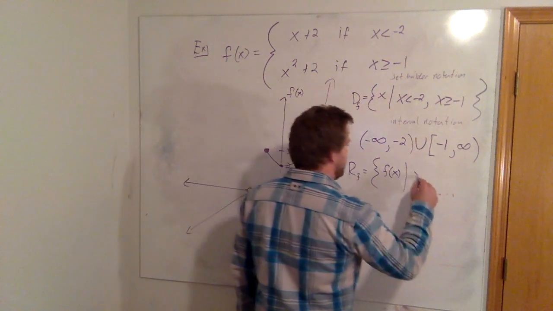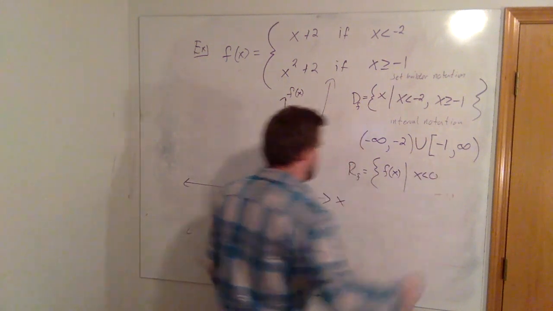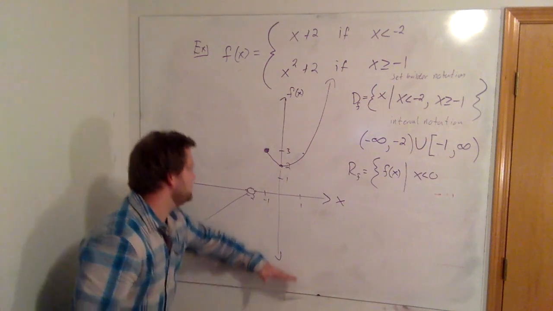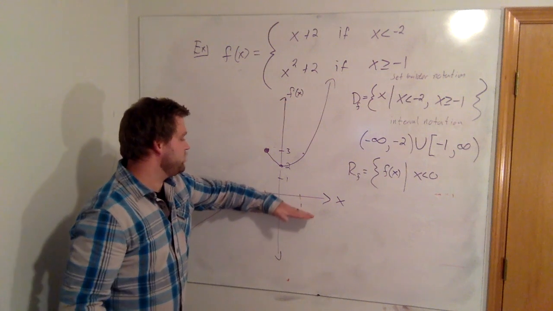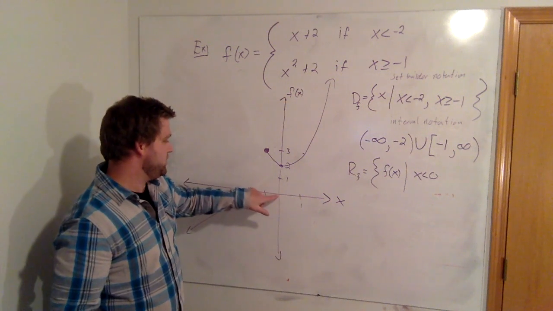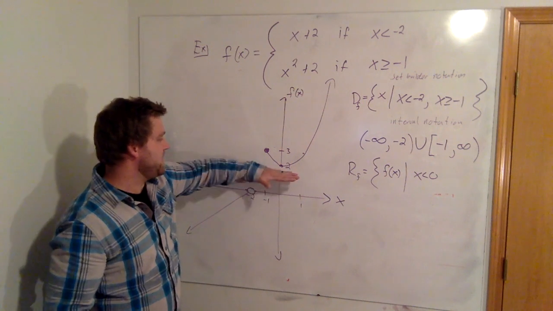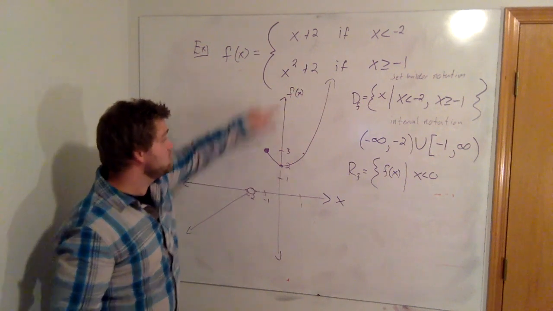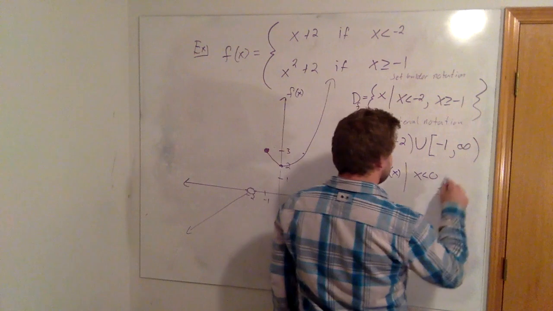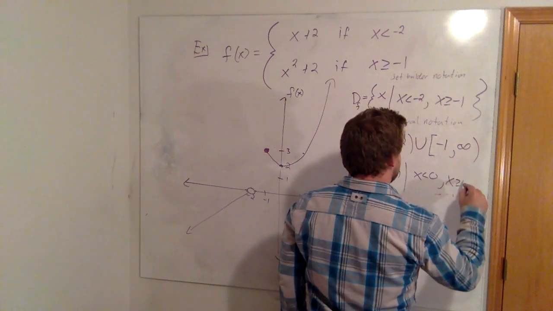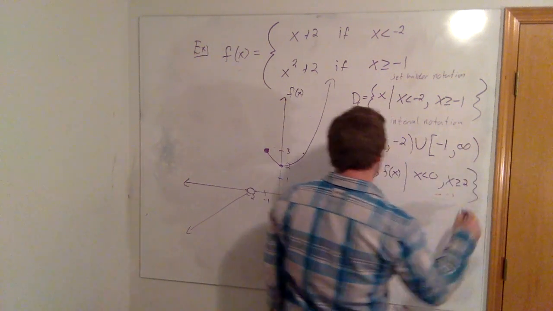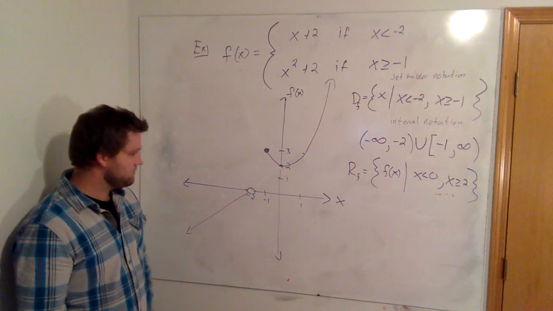So how about all x less than 0? So I'm basically going from negative infinity all the way to 0. Okay, I don't get any outputs between 0 and up to 2, but not including 2. So I do get an output of 2 all the way to infinity. So x greater than or equal to 2. So this would be my range.